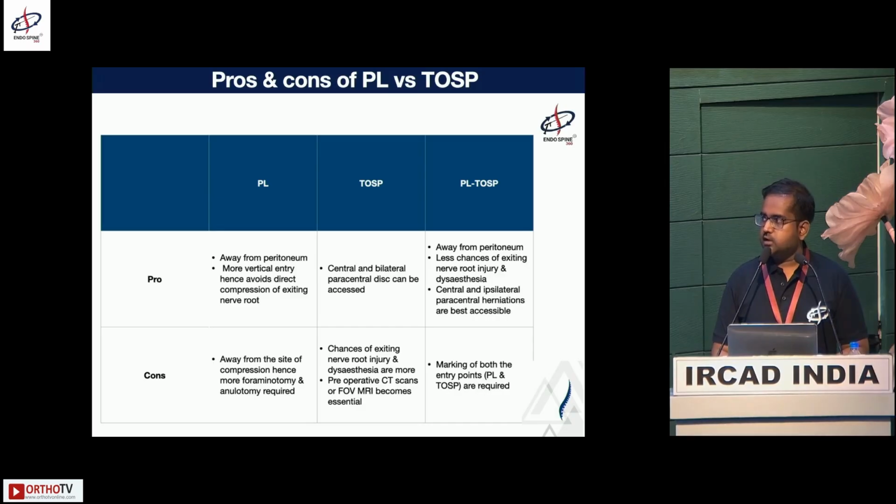The disadvantage with the TOSP entry is that because it is shallower and more horizontal, there are more chances of exiting nerve root injury and dysesthesias post-operatively.